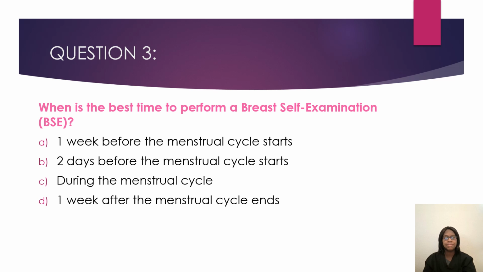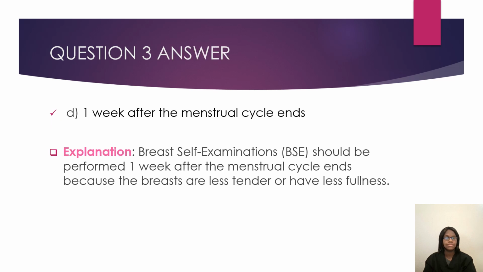Question 3. When is the best time to perform a breast self-examination or BSE? 1 week before the menstrual cycle starts, 2 days before the menstrual cycle starts, during the menstrual cycle, or 1 week after the menstrual cycle ends. 1 week after the menstrual cycle ends. So your breast self-examination should be performed 1 week after the menstrual cycle ends because this is the time when our breasts are less tender and have less fullness.